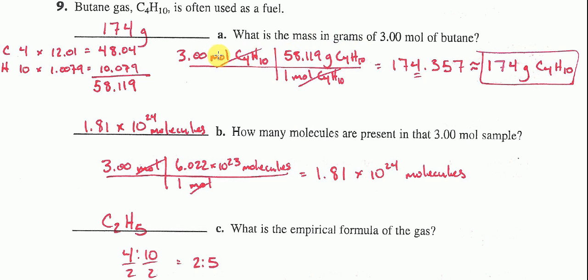So this setup tells me to multiply these two values, and using the appropriate number of significant figures, which is 3, because the question has 1, 2, 3 significant figures, I get 174 grams of butane.